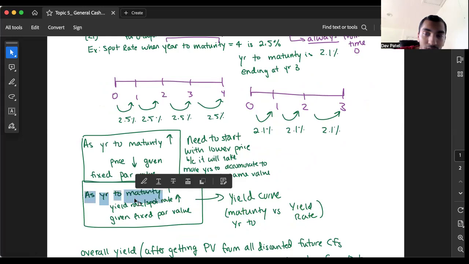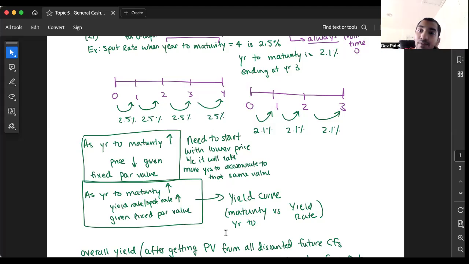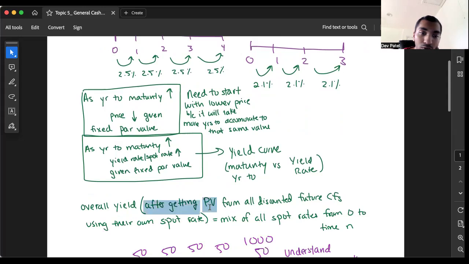As the years to maturity increase, the yield rate will also increase, given that you have a fixed par value. If we really think about why this is the case, if we go from 1 year to 2 years with a fixed par value, that means every single year we're increasing at a higher rate than if we had fewer years to maturity. And so the overall yield, after getting the present value from all discounted future cash flows, is a mix of all of the spot rates from time zero to time n.